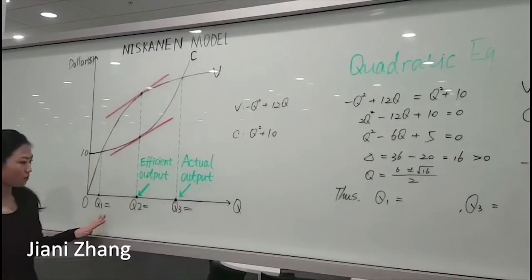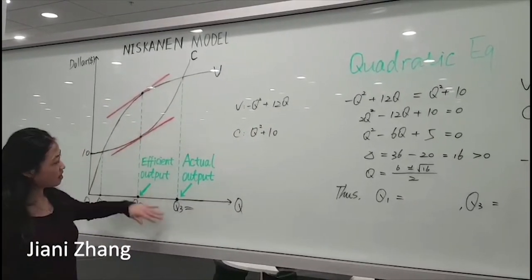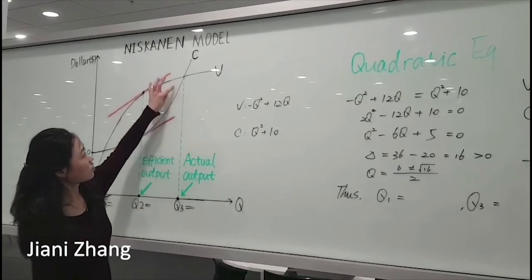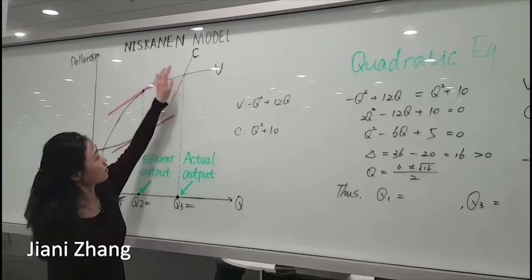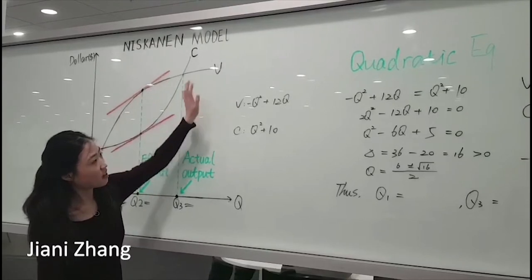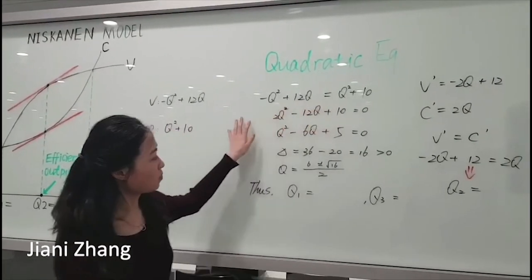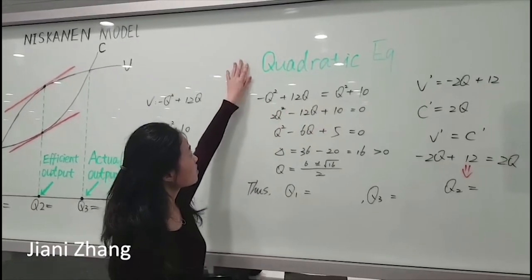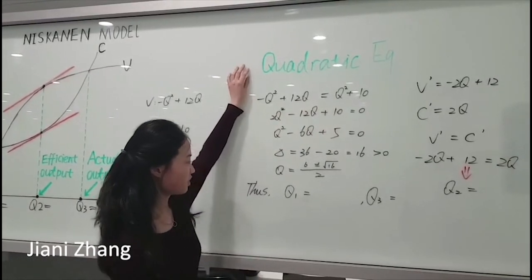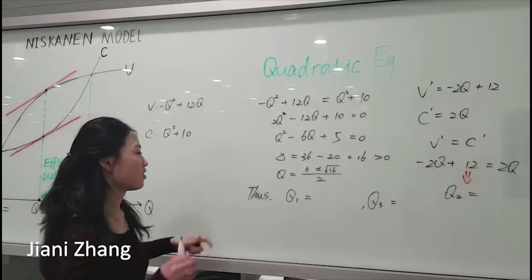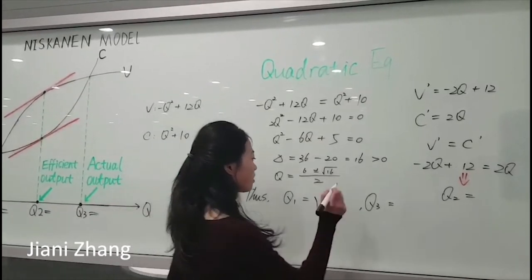Firstly, we find Q1 and Q3. They are the crossover points of curve V and curve C. Thus, the two equations are equal. We use the quadratic equation to get a result. Q1 is 1, Q3 is 5.